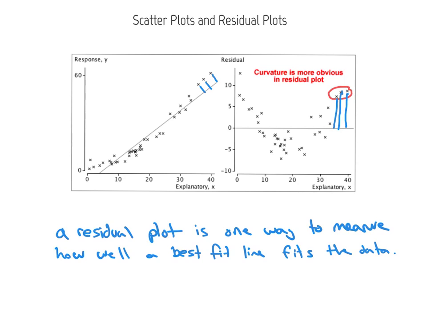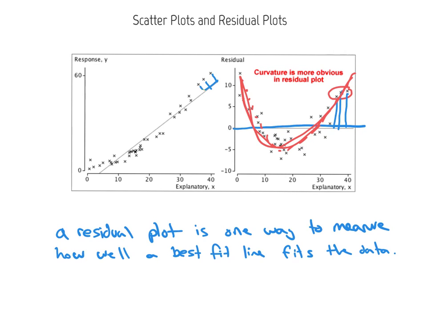Basically, we've taken this best fit line and we've moved it and kind of rotated it to be this horizontal line, and now the y-axis represents how far away from the line each of those points is. So that works as a measurement of how well the best fit line fits the data. You can see in red here it says the curvature is more obvious in the residual plot. So when we get a residual plot that has this curved shape, see how it makes almost a U shape there? What that means is the data doesn't fit very well.